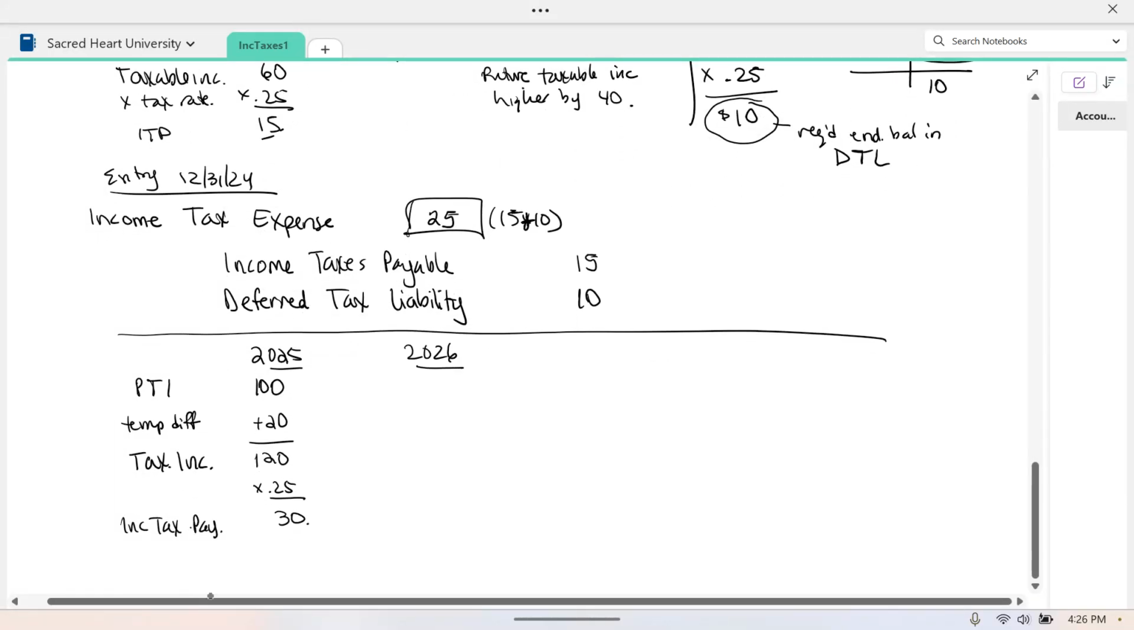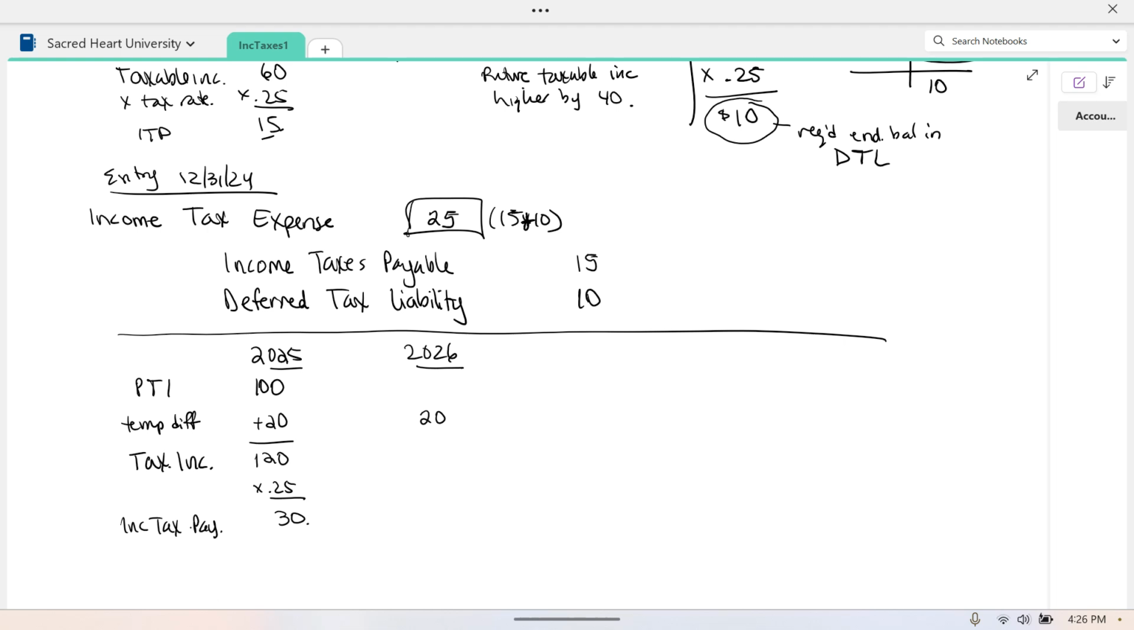In 2026, we're going to have another temporary difference of 20. This is our future taxable amount. And it's our total because the asset will be out of use by the end of 2026. So we can multiply this future taxable amount in total by 25%, and we get 5. This is our required ending balance in the deferred tax liability account.